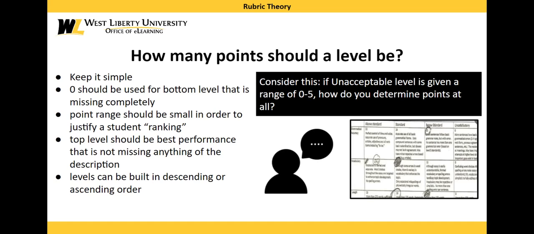Consider this. If an unacceptable level is given a range of 0 to 5, how do you determine points at all? If a performer was missing something, would they get a 0 or a 1 or a 5? If rubric tasks are built like this, a performer could have a submission that's missing everything important and still receive points. Therefore, a performer could add points to their numerical score for the course but not hit any of the learning objectives, defeating the purpose of the assignment.